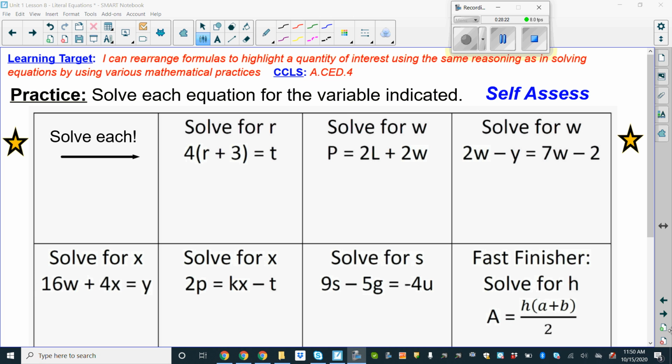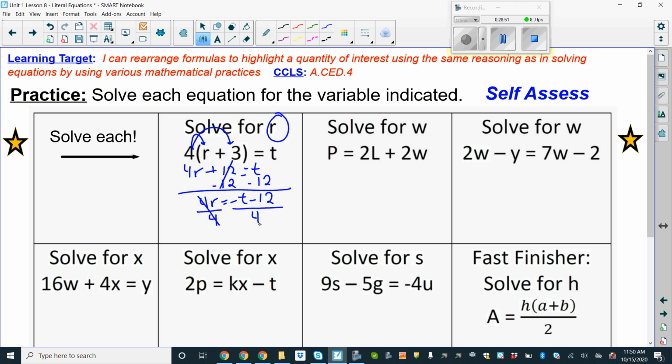So for the first one, we could distribute: 4 times r is 4r, and 4 times 3 is plus 12, equals t. We have to solve for r, so we want to move the plus 12 over first, because we always do the addition or subtraction first. Minus 12 from both sides, and we're left with 4r equals t minus 12. Divide by 4 to get r alone. I'm sorry, I don't know why I put that negative t. It should not be a negative t. Typo on my end.